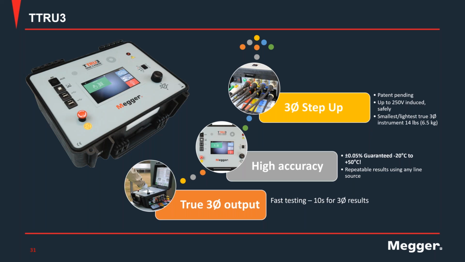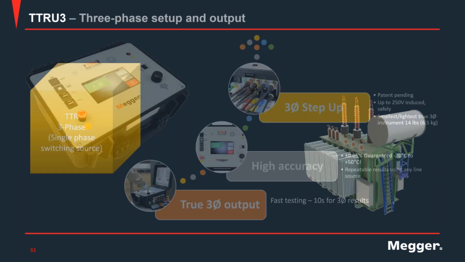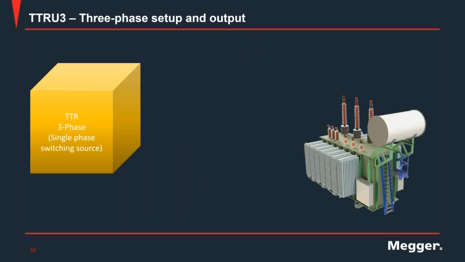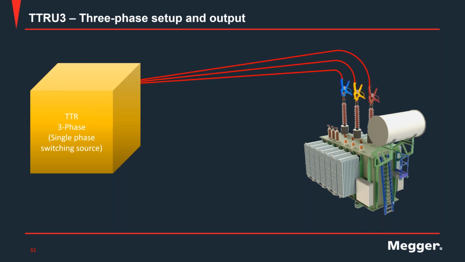Let's look in a little bit more detail about these features. The first one is the three-phase setup and output. When we look at the traditional TTR, a lot of times we call these units three-phase TTR, in the sense that, as I'm showing you right here, I have the capability of connecting to all the windings of the three phases of my three-phase transformer.